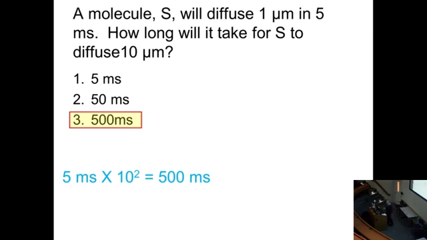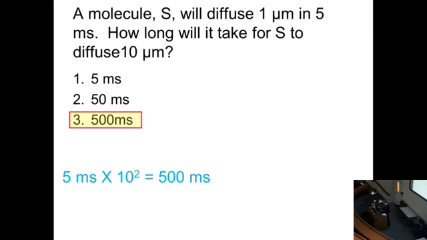So it is not 5 times 10. It's not 10 times longer, so 10 times the time. It is 5 milliseconds times the distance squared. So if I want to go 10 times farther, I have to square that, and it is 5 times 100, which is 500, not 5 times 10. Okay?